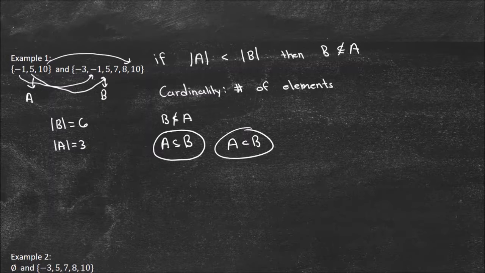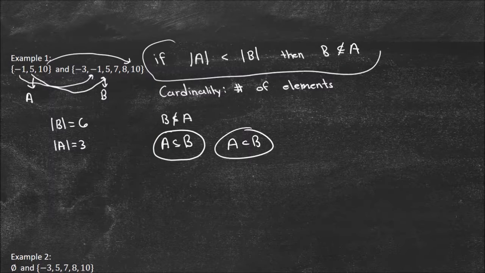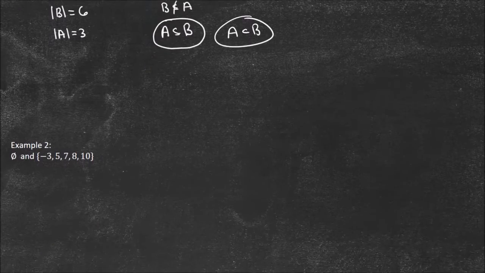So that's how you do that. And this rule is important. Cardinality is just the easiest way to check the subset rule. So if you know the cardinality of the two sets, you can easily check if one is not a subset of the other.